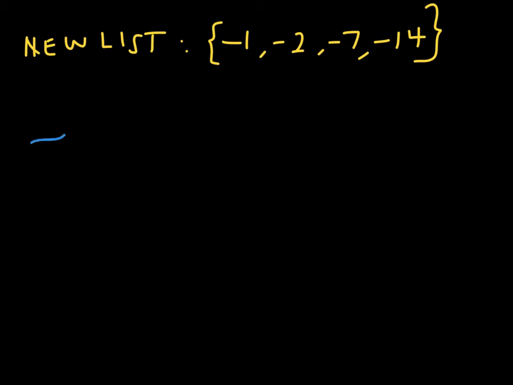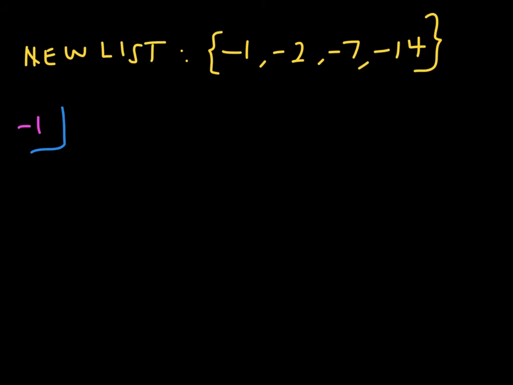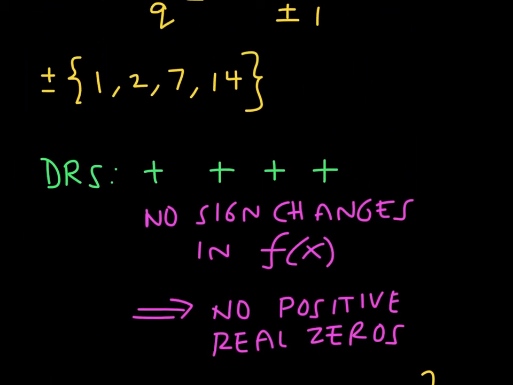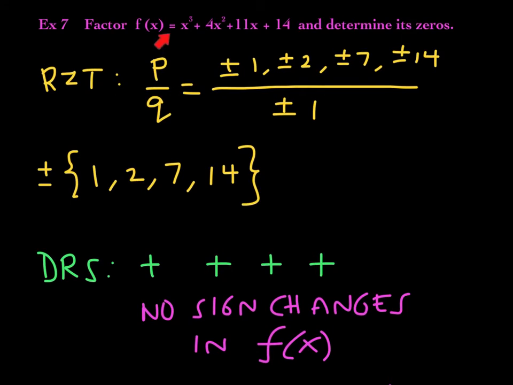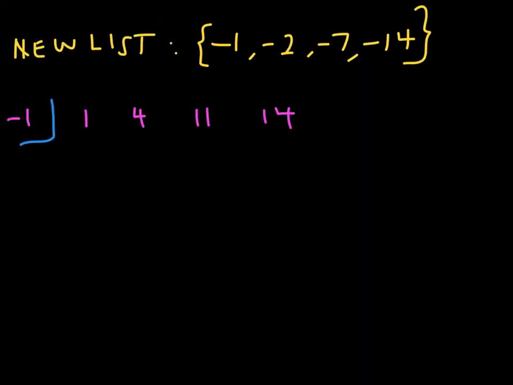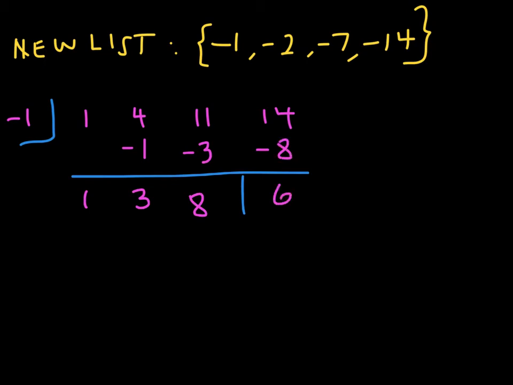All right, so I'm going to check -1. My coefficients in my function are up here. Let me scroll back up for us. Here it is: 1, 4, 11, 14. I'm going to use synthetic division to see if -1 is a 0. All right, here we go. Drop the 1. -1 times 1, -1. This is 3. I hope you feel real confident with this process. So this didn't work, everybody. I did not get 0 as a remainder, so let's try -2.